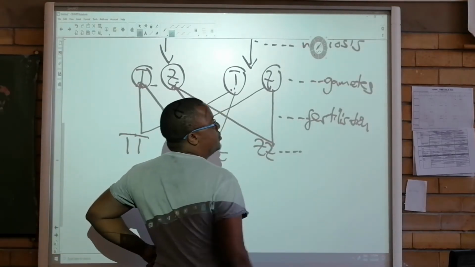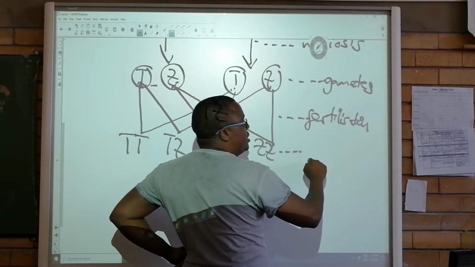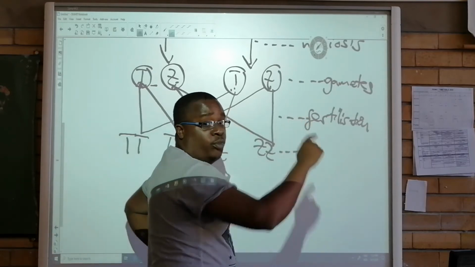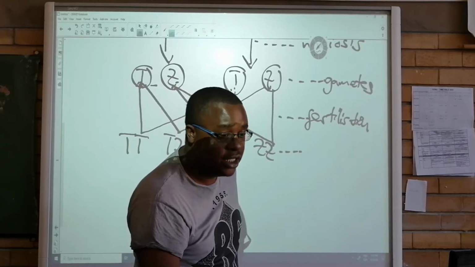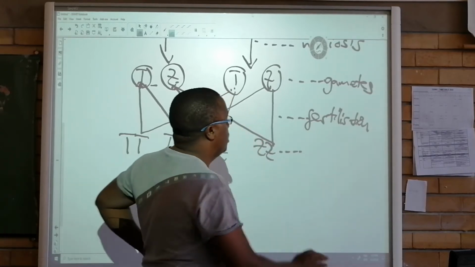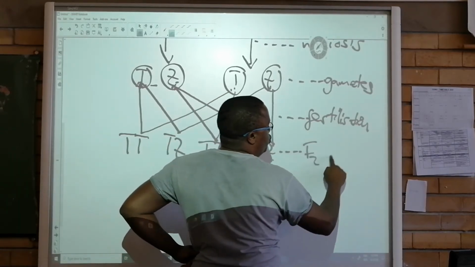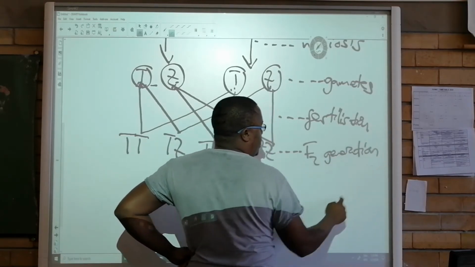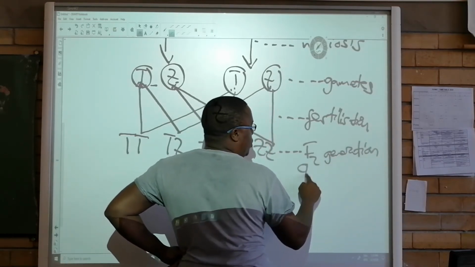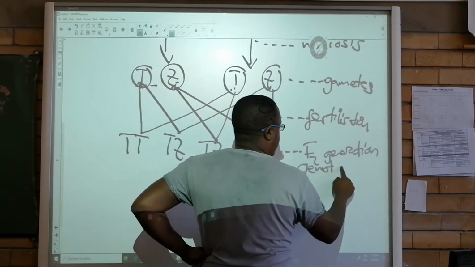What is this? This is now your what? What was at the top there? What was at the top? P2 generation. So this becomes the F2 generation genotype.